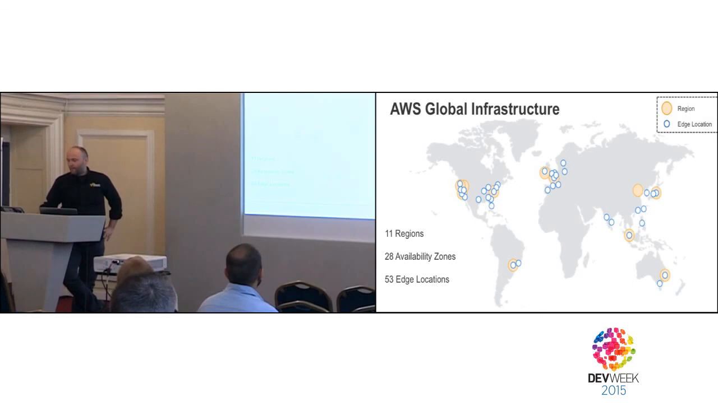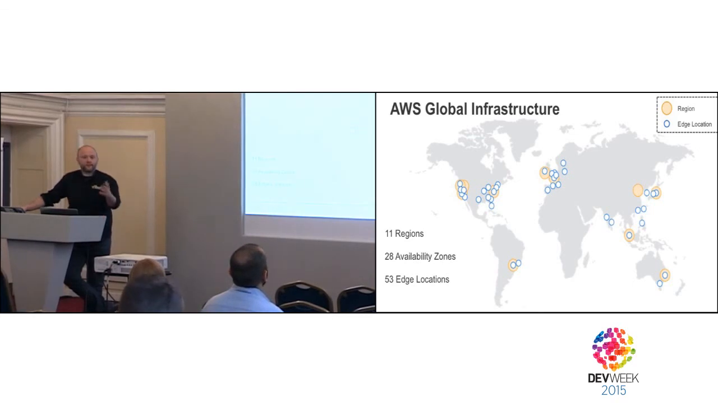53 of those located around the world. This is where we run our edge services, which are a content delivery network called CloudFront, and Route 53, which is the DNS service. So these are operated across the globe to give low latency services to customers across the globe.